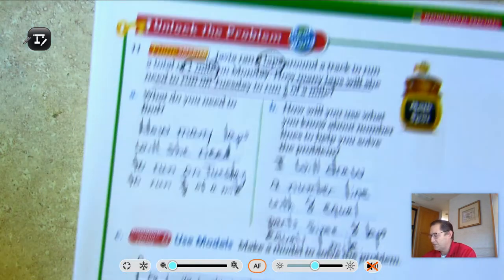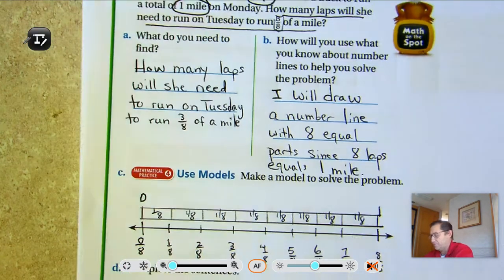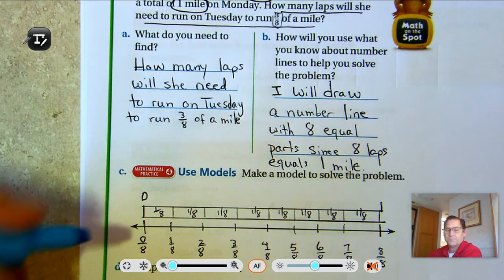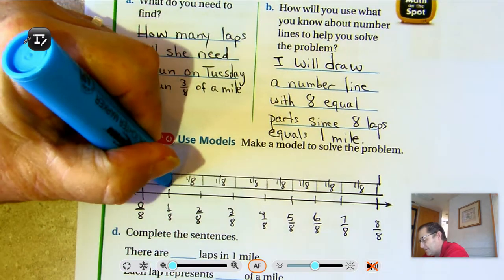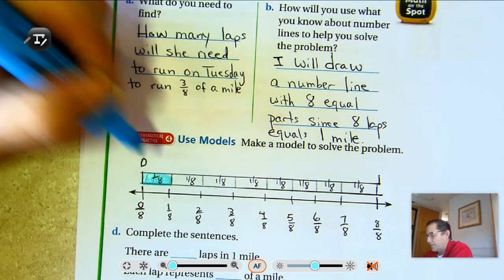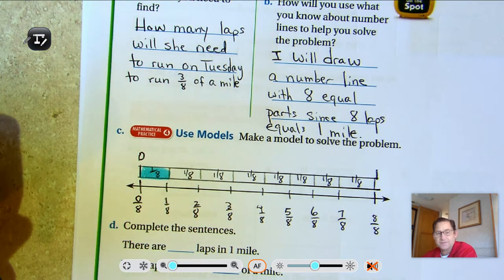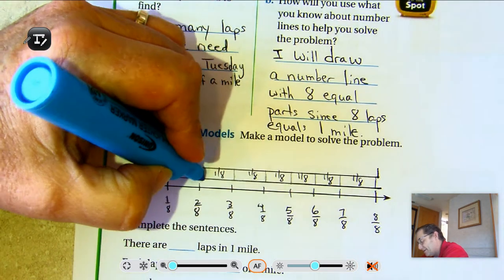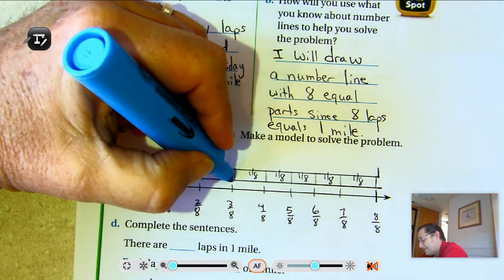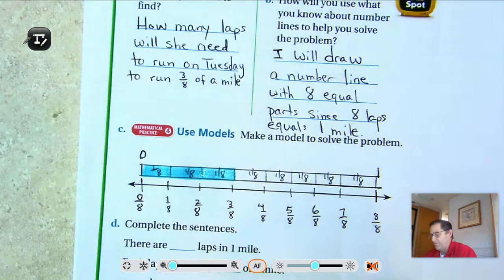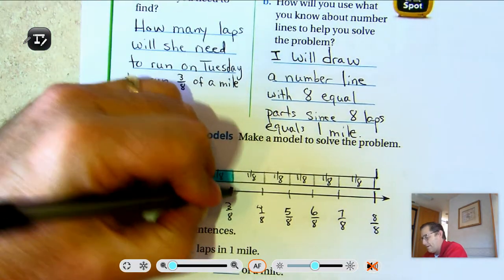Okay, so our question said 3/8 of a mile. Each equal part represents 1 lap. So at the end of 1 lap, she's ran 1/8. At the end of the second lap, she's ran 2/8 of a mile. At the end of the third lap, she's ran 3/8. And that's what we have to find.